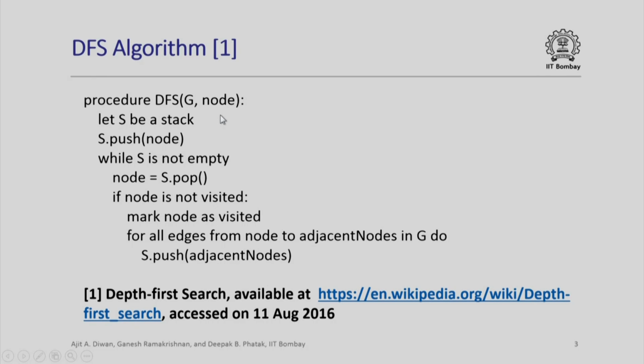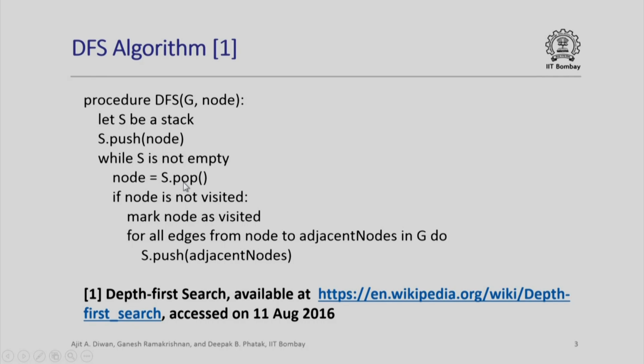Let us look at the procedure called depth first search. Let S be a stack. All that we do is push the node on the stack. G is the graph, by the way, and node is the starting node. So the starting node is pushed on the stack first. Now, while S is not empty, we do the following.